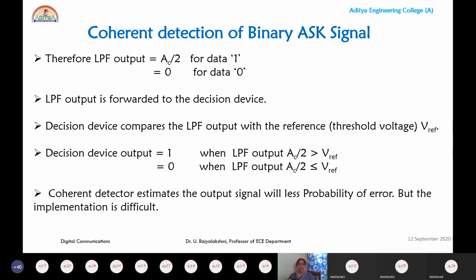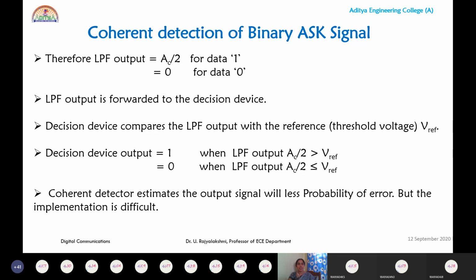Now after the low pass filter, what is the third section? Low pass filter output is fed to the comparator, so you can also call it a decision device. Now what will this decision device do? It will compare the low pass filter output with the reference voltage. The decision device output is 1 when the low pass filter output, that is AC by 2, is greater than V reference. V reference is a predefined threshold value given by the designer itself. And it is 0 when the low pass filter output, that is AC by 2, is less than or equal to V reference.